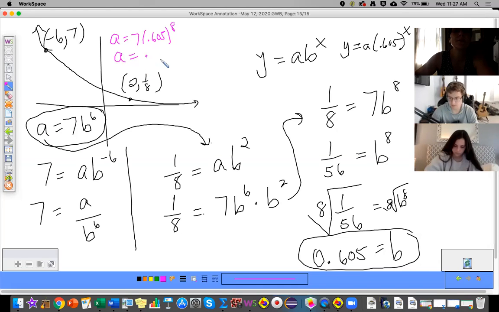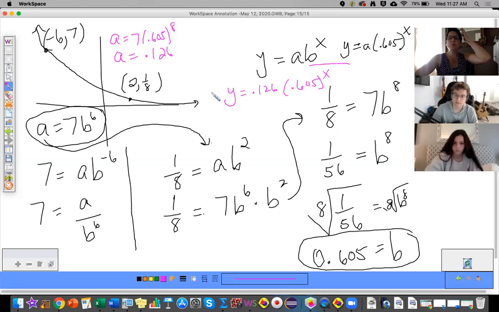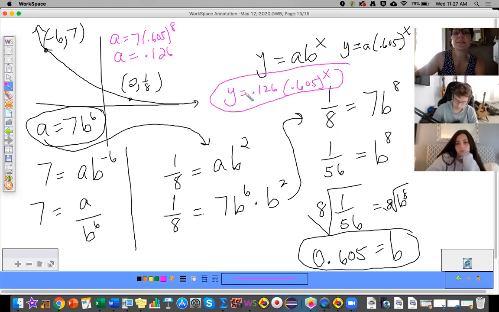0.126. So now the equation here is y is equal to 0.126 times 0.605 to the x power. Now there are some things I want to allude you to, knuckleheads. This number right here, what does this number represent?